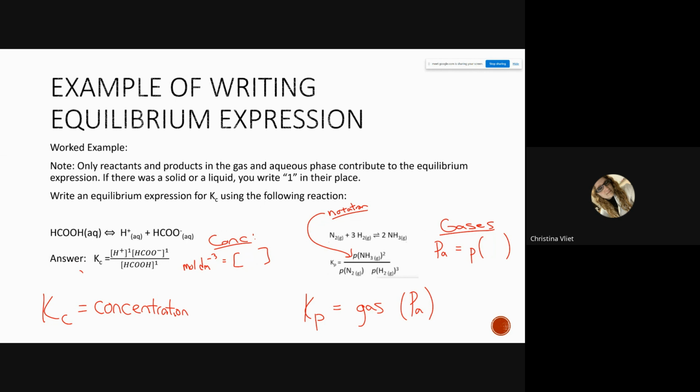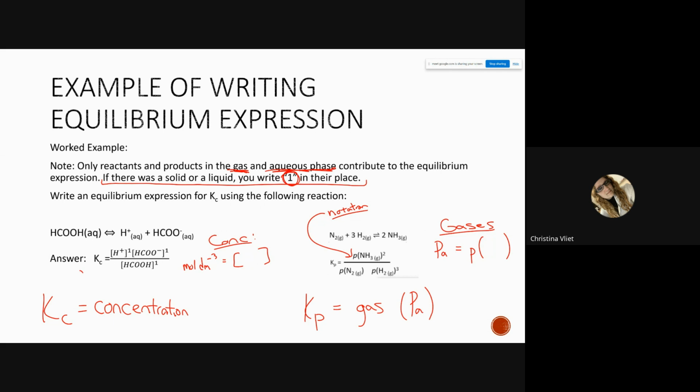All right, I want to bring up something here. The gas phase contributes to equilibrium. The aqueous phase contributes to equilibrium. If you have solids or liquids, they do not contribute themselves to equilibrium. The condensed phases of solids and liquids do not contribute to the equilibrium expression. This is actually really important. Instead of writing anything, you just write the number 1 in their place. If you have a solid or a liquid, you multiply by 1 whenever you see one.